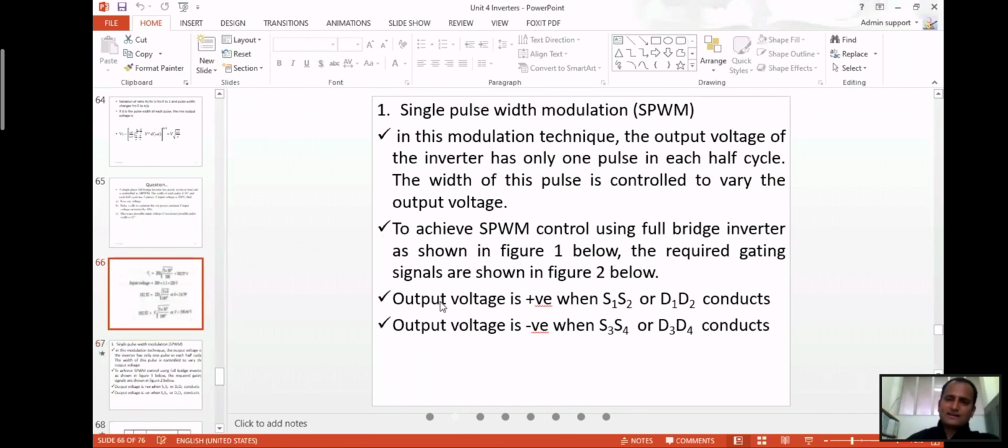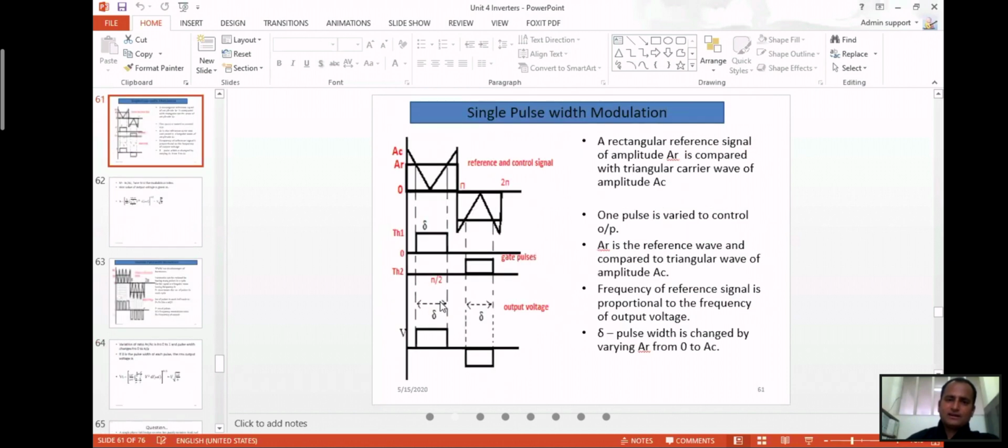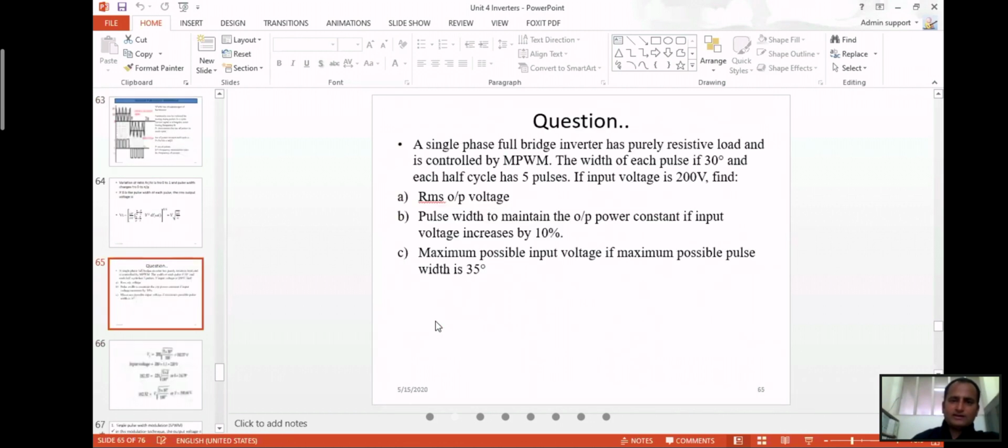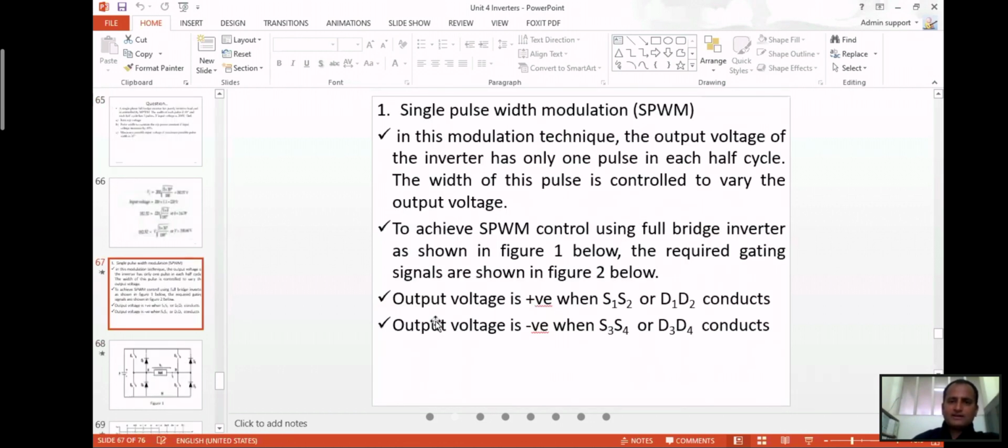So if you see here, it has only one pulse in each cycle. Only one pulse is given on this cycle. So this is what is meant by single pulse width modulation.